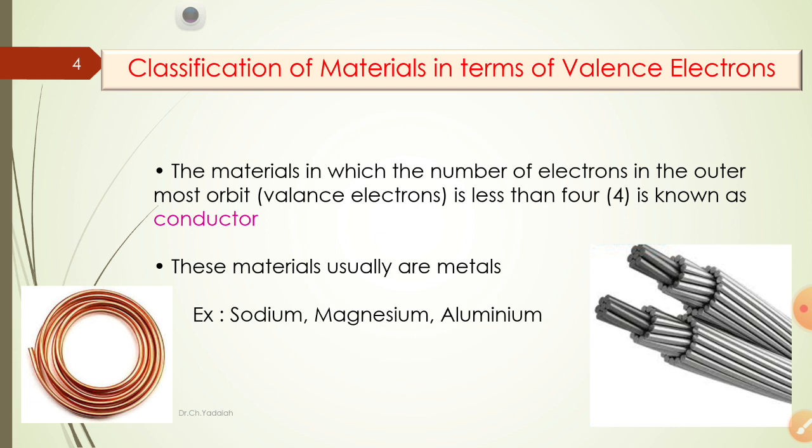These are aluminium conductors, the copper conductors. Generally, we can observe them in day-to-day life. That means the valence electrons are fewer than 4 electrons in these materials: aluminium, copper, sodium, magnesium.